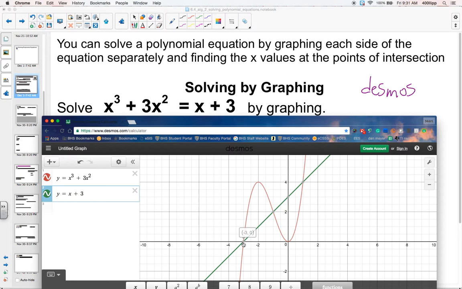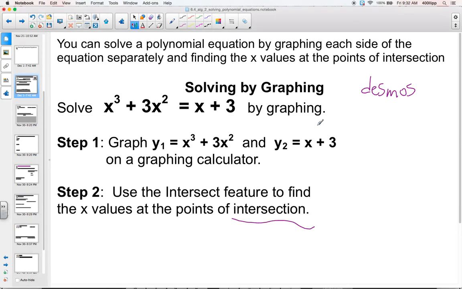So we have negative 3, 0. We have negative 1, 2. And we have 1, 4. And those are going to be your points of intersection and where they're equal to each other. So negative 3, negative 1, and 1.